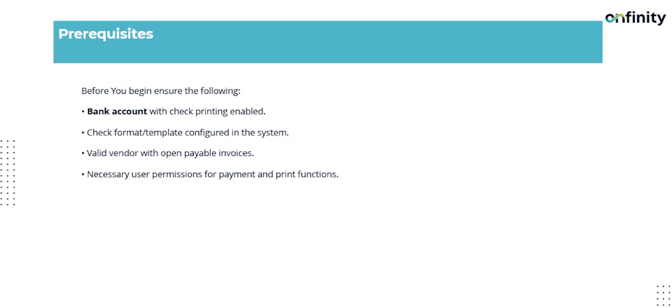Valid vendor with open payable invoices. There must be a valid vendor with open invoices, purchase orders, or GL journal entries available for payment. You cannot make check payments for vendors with no open invoices. Necessary user permissions. The user must have the required permissions for payment processing and check printing in the system.